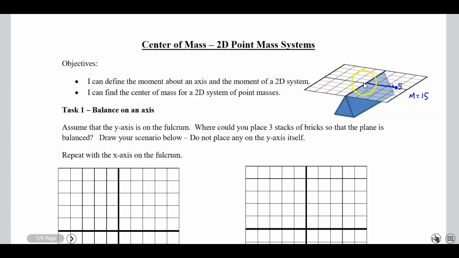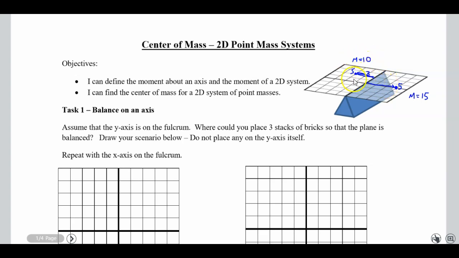But this time, maybe I could do something like this. I might put, say, 2 units away, maybe a mass of 5. So maybe right here, I could put a mass of 5, and that distance is going to be 2. So this would be a moment of 10.